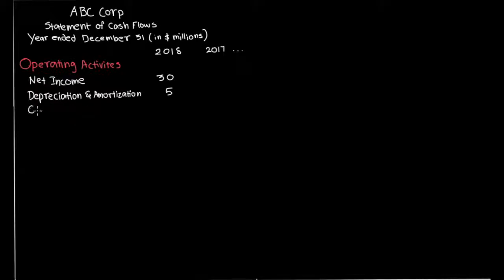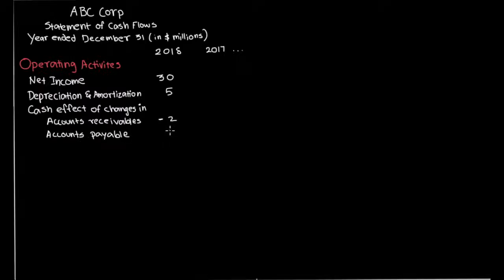Next we have the cash effect of the changes in accounts receivable. So let's see, what are the changes in accounts receivable? Accounts receivable are the money that we are supposed to be receiving and we have not received yet. So there is no cash inflow, but the cash has gone. So it is -2. Accounts payable is that we're supposed to pay someone, but the cash is still in our bank account, so we have added one back.